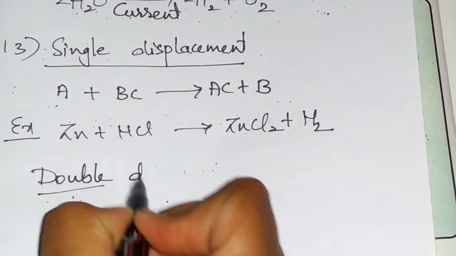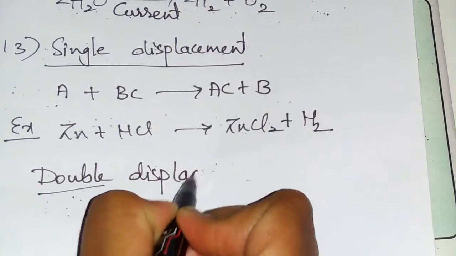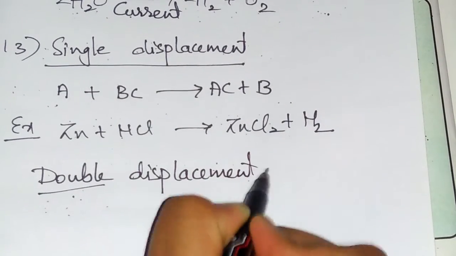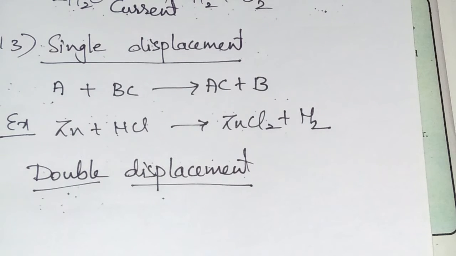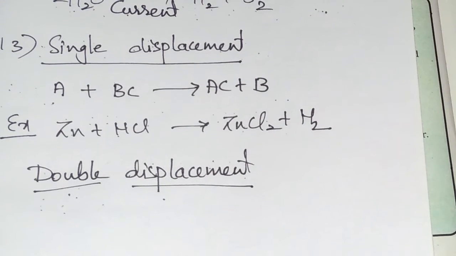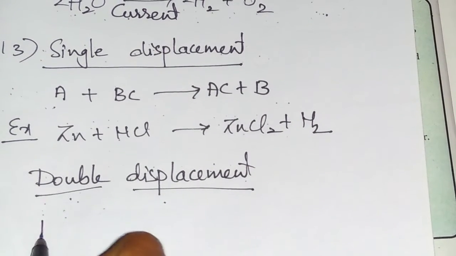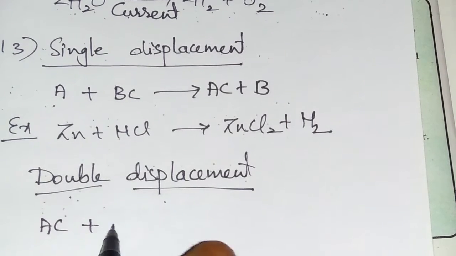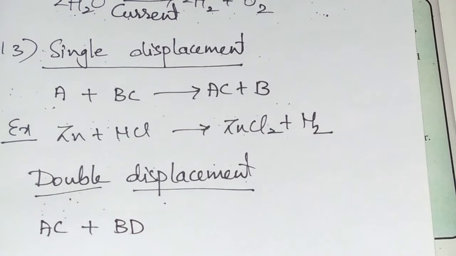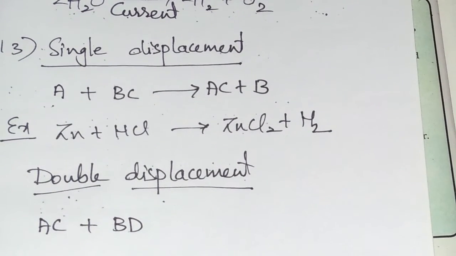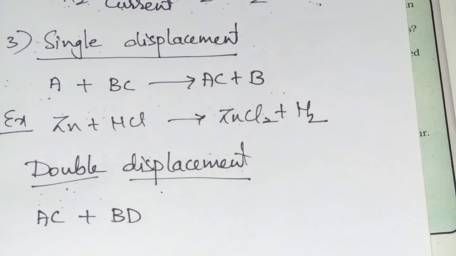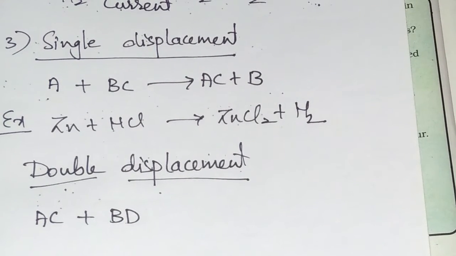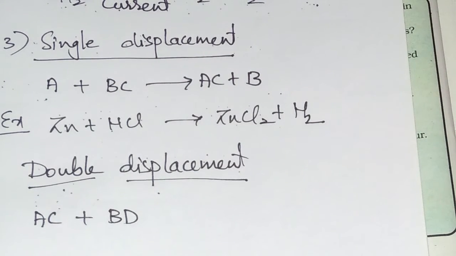In double displacement reactions, we can write the examples from precipitation reactions or else from neutralization reactions. In double displacement reactions, actually what is happening? We have two compounds, AC and BD. A is the element which is going to displace B and B is the element which is going to displace A. Both of them will exchange their anions.